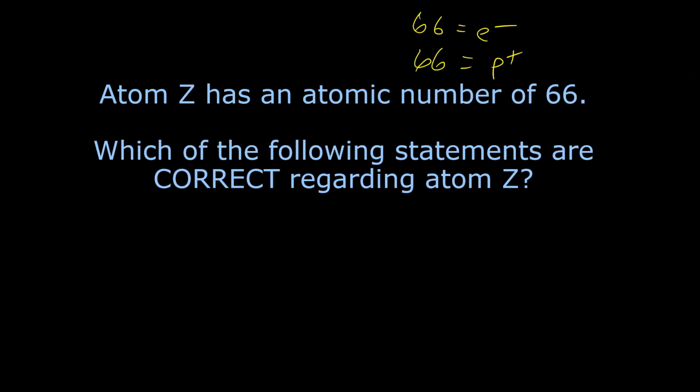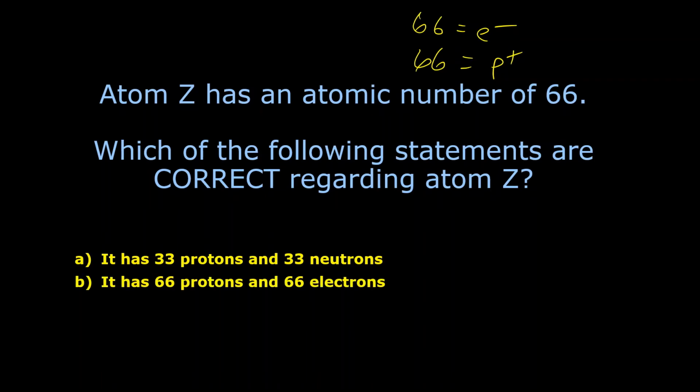So which of the following statements are correct regarding this atom? Let's see. It has 33 protons and 33 neutrons. Nope, we said it's got 66 protons because that's what an atomic number is, so that can't be right. It has 66 protons, 66 electrons. That's exactly what we wrote a minute ago. So that's got to be it, right? Well, let's look and see. It has 132 neutrons. What the heck? That makes no sense. I know that's 66 plus 66, but no, sir, that has nothing to do with neutrons here.